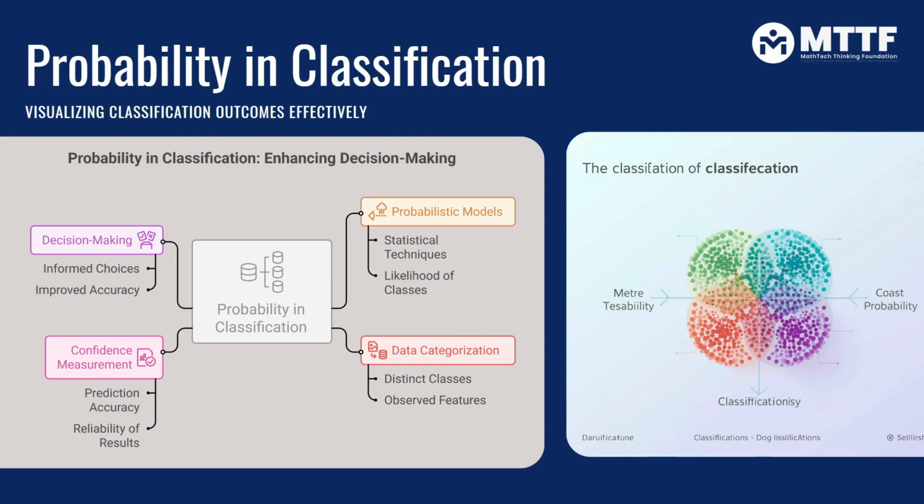Through data categorization, features are analyzed and mapped to distinct classes such as spam or not spam, disease or healthy, or objects categorized in images. In essence, probability transforms classification from a guess into a measured, confident decision.